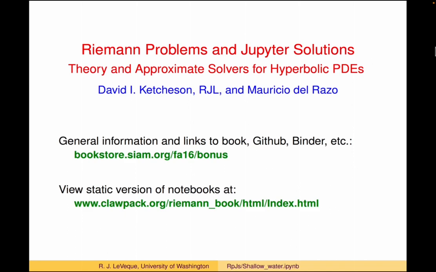But let me also mention that this book, Riemann Problems and Jupyter Solutions, has additional information about solution of nonlinear Riemann problems, and in particular the shallow water equations that we'll be looking at has a notebook devoted to them that has a number of other illustrations, and we'll come back at the very end and look at one of those.